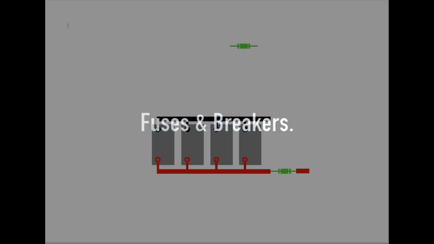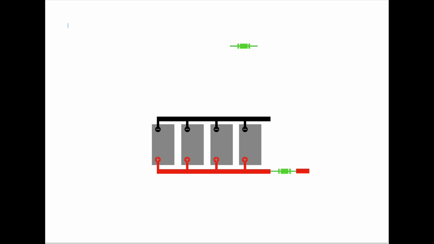So let's look at fuses and breakers. Fuses are basically a weak link in your circuit. Primarily, fuses are there to protect the cabling from overheating or too much current being drawn in that circuit. Many circuits have their fuse fitted here, immediately after the battery bank. But this only protects the cabling and circuit after the fuse. Positions here and here are not protected.